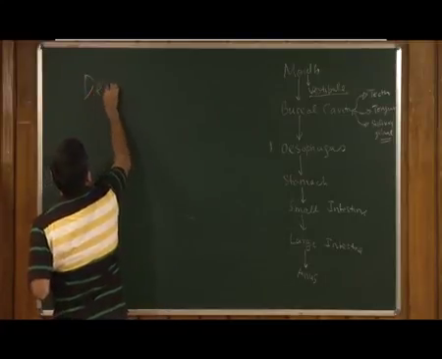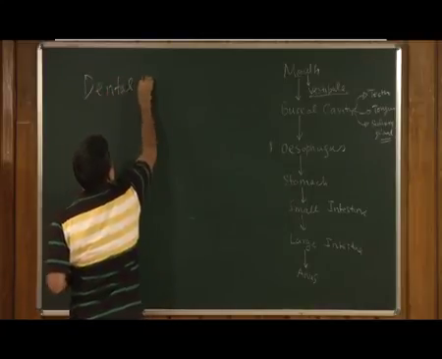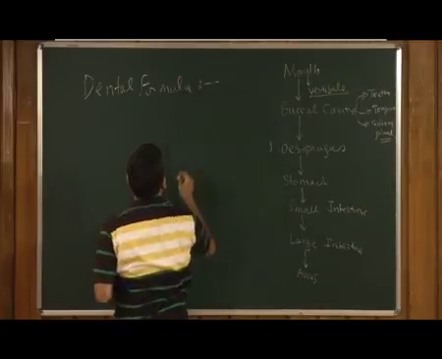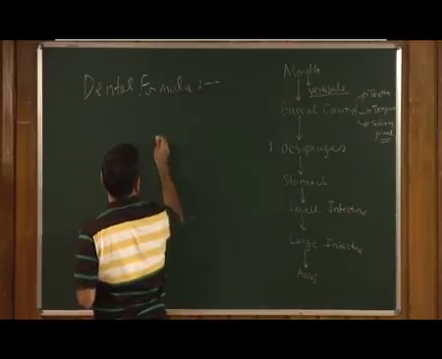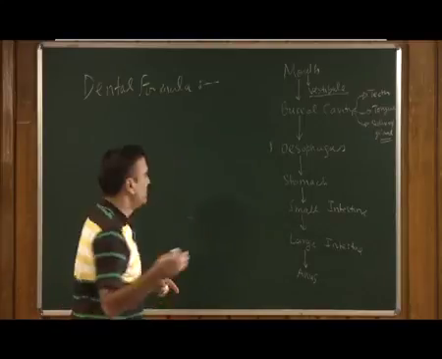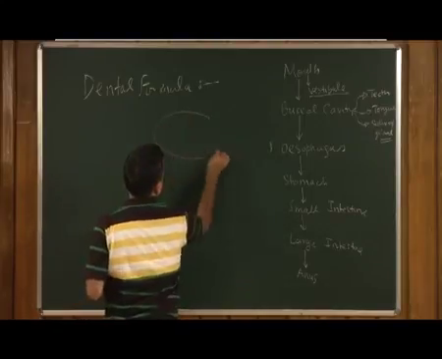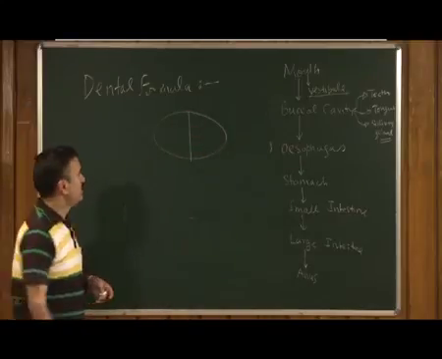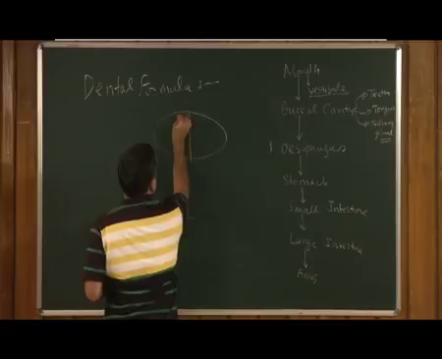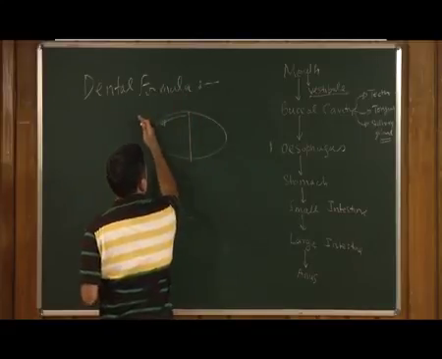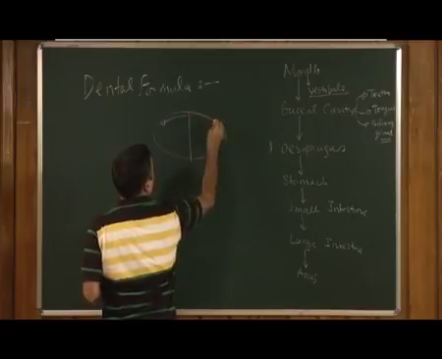For the dental formula, what you have to remember is the order in which these teeth are present. Suppose this is your complete jaw. If you divide the complete jaw into halves, you have to count from the middle and count on this side, and that you have to write.